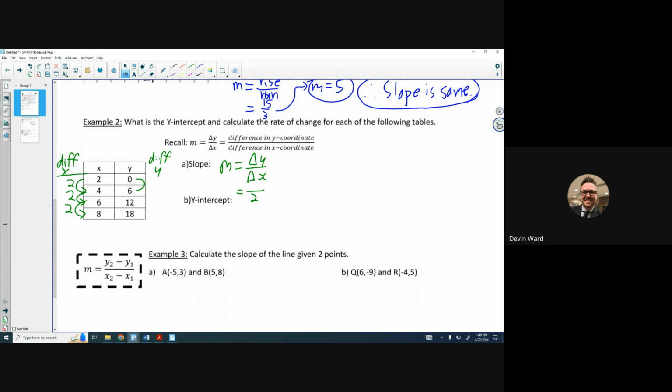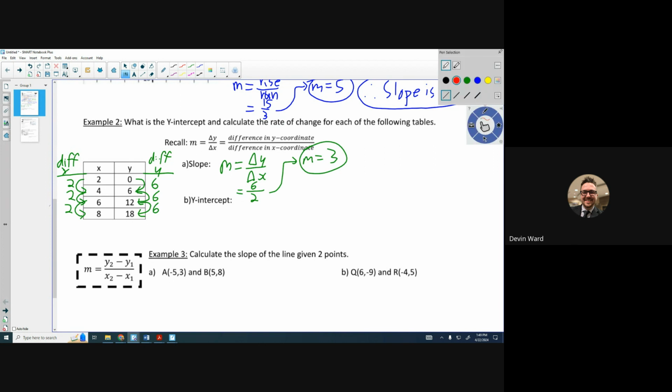For my y's, I go 0 to 6, plus 6. I go 6 to 12, plus another 6, 12 to 18, another 6. So my difference in y is going to be 6. So to calculate slope, I have 6 over 2. So my slope is equal to 3.